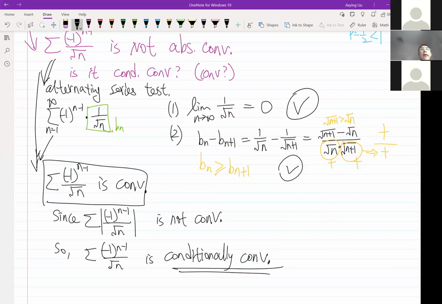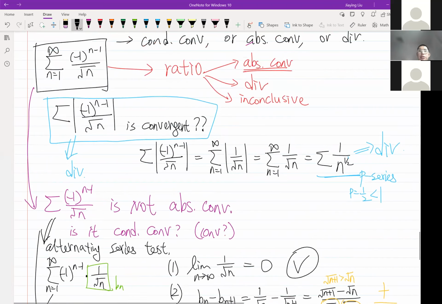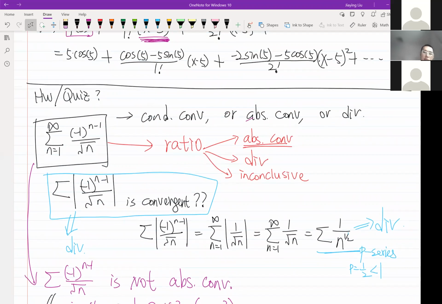Thank you. Yeah. I didn't try to use a ratio test. If you apply the ratio test directly, because the ratio test tells you whether it's absolutely convergent or divergent or inconclusive, I believe for this specific example, if you try to use a ratio test in the beginning, you're going to get inconclusive.